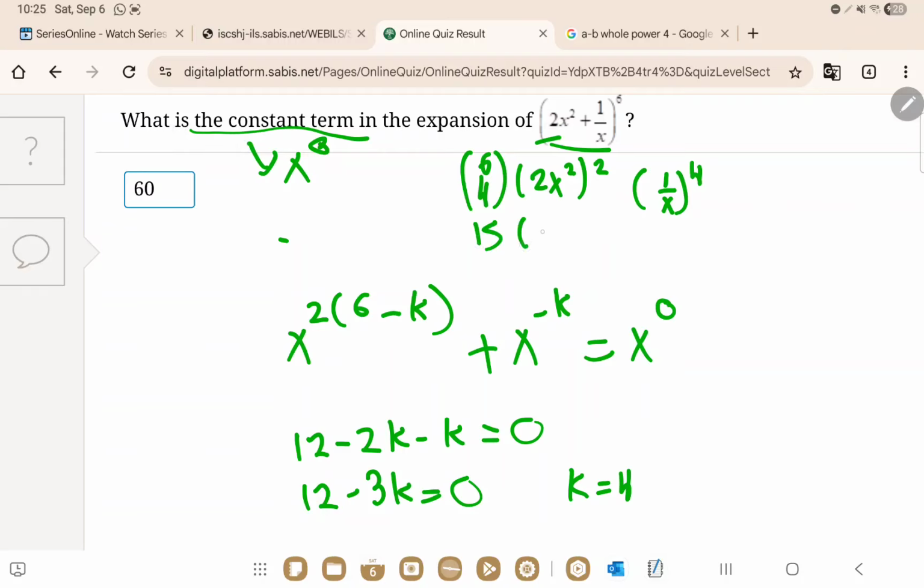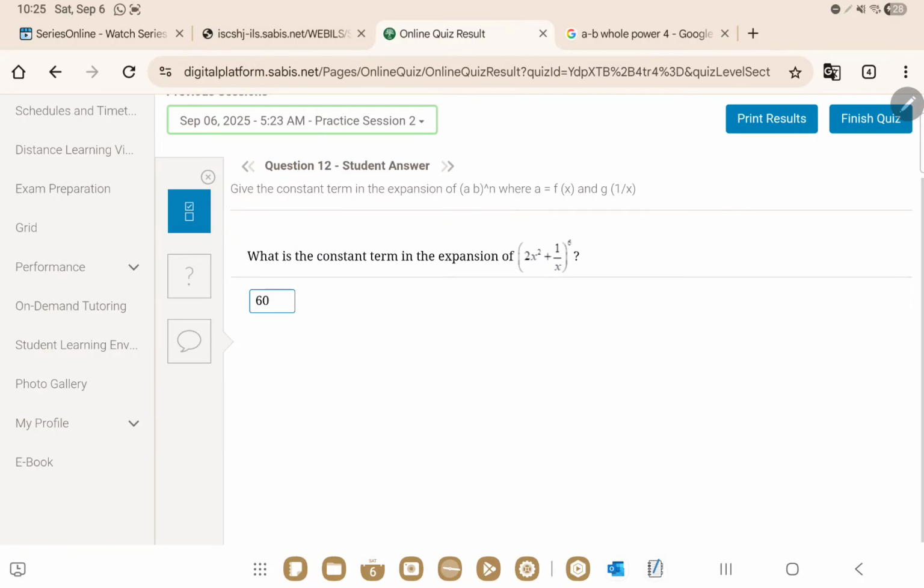into 4x power 4 into 1 over x power 4. 15 times 4 equals 60. Now x^4 and x^4 will cancel out, so you have no x. So it is a constant term of 60. Moving on to our next question.